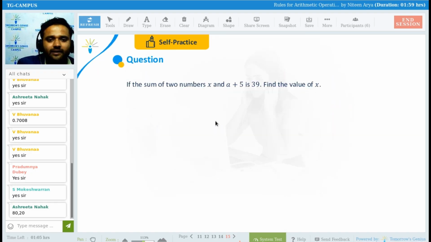Okay. This one is the same thing. If the sum of two numbers x and a plus 5 is this, find the value of x. Okay, do that quickly. Okay, according to the question, the sum of x and a, where a is something. So give me the number. Very easy, this one also.